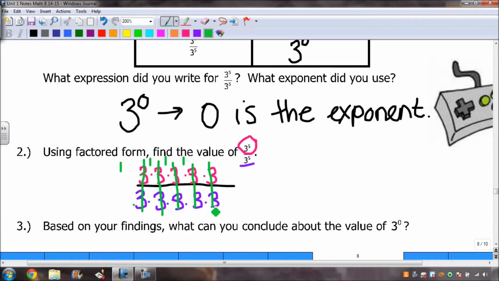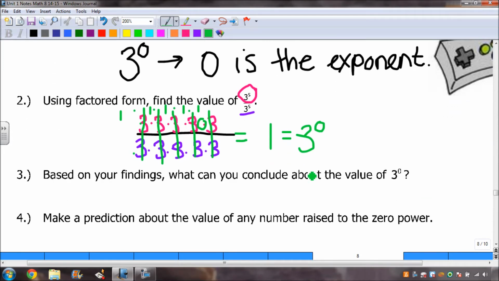But remember, it's all multiplication, right? So these are all being multiplied together. So you end up getting 1 times 1 times 1 times 1 times 1. Well, 1 multiplied by itself any number of times, no matter what number of times it is always going to be 1. So that means that 3 to the 0th power is equal to the number 1. Okay? So question 3, based on your findings, what can you conclude about the value of 3 to the 0th power? So you should end up getting 1.